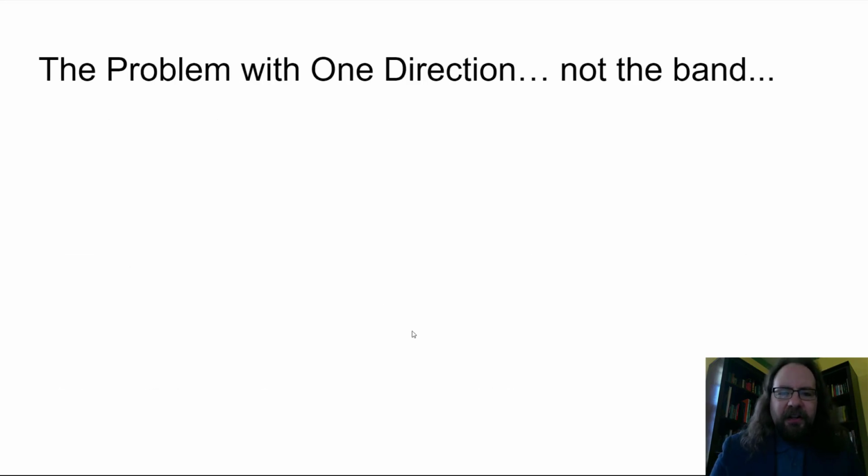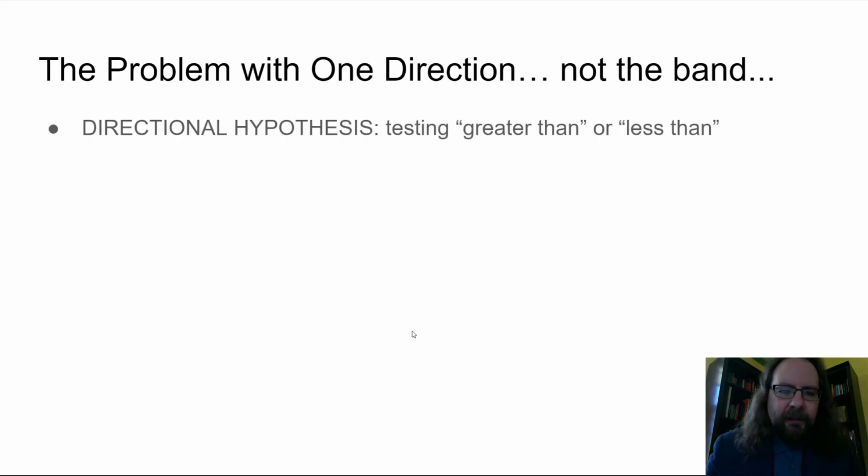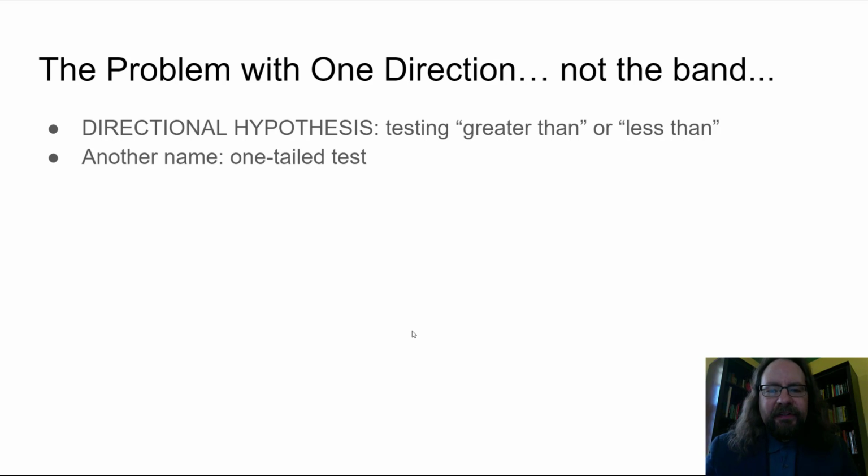So let's talk about the problem with one-directional tests. Doing a test like this is called using a directional hypothesis. Our alternative hypothesis used greater than or less than. In that case, our alternative hypothesis was p is less than 0.44. Another name for this type of test, which I did not use last week because we weren't contrasting it with what we'll talk about this week, is a one-tailed test.